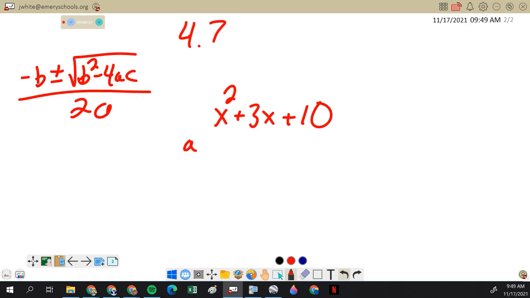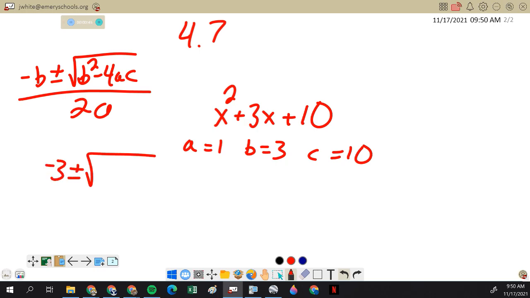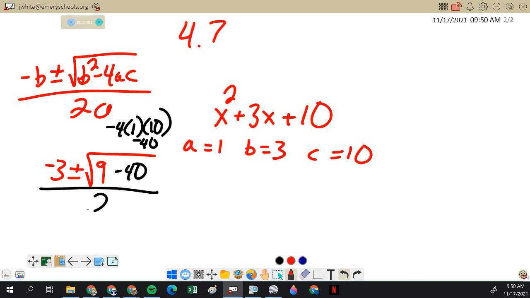in this case, a is 1, b is 3, and c is 10. So, negative 3 plus or minus the square root of 3 squared, which is 9, and then negative 4 times 1 times 10 is negative 40. So I put negative 40 in here, and I divide it by 2. Does everybody follow so far? Any questions about how I got that?